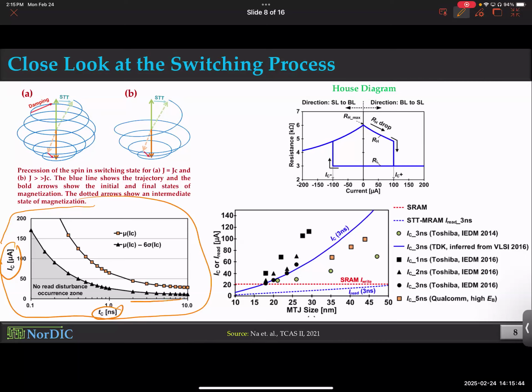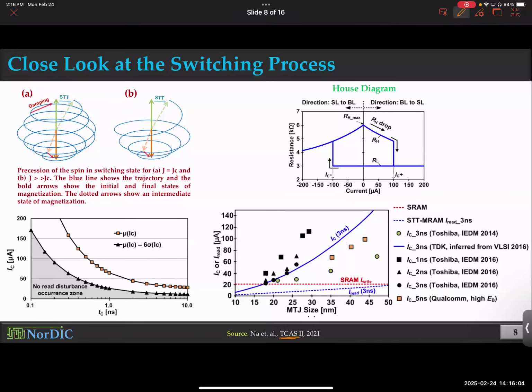So if you provide less time to switch, your critical current exponentially increases. These are all realistic data taken from sources. Transaction on TCAS stands for Transaction of Circuits and System. This is one of the top journals in the world on circuits and systems.